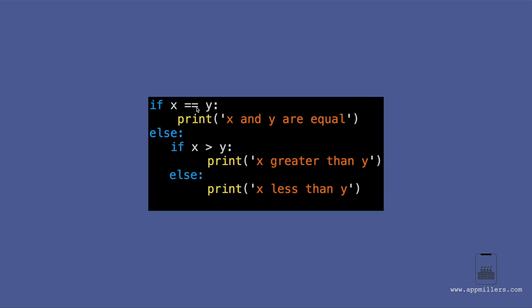So here, as you can see, if they are not equal, our if condition will continue to the else statement. In the else statement, we check if x is greater than y. In this case, we print out that x is greater than y, else we print out that x is not greater than y, because in this case they are not equal and x is not greater than y. This means that x is less than y.